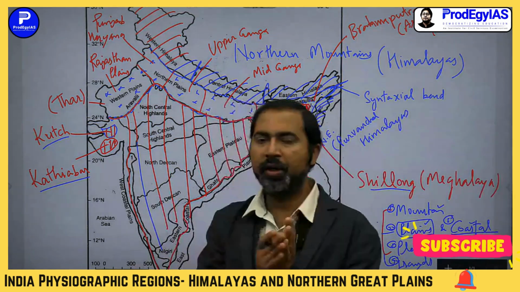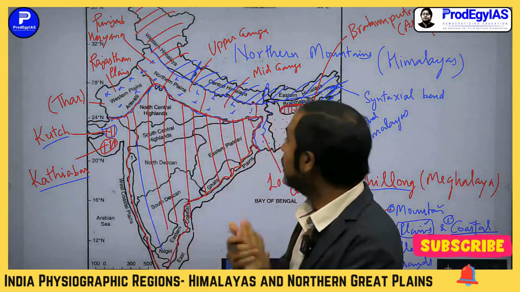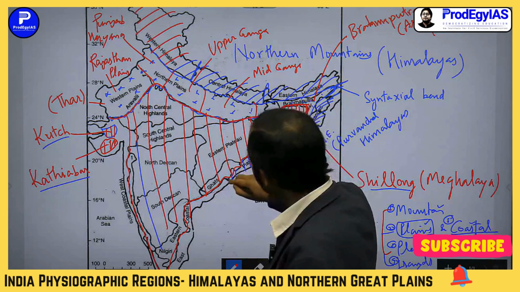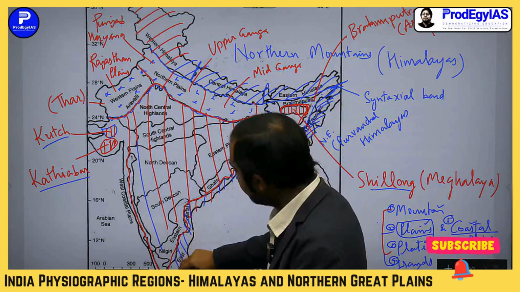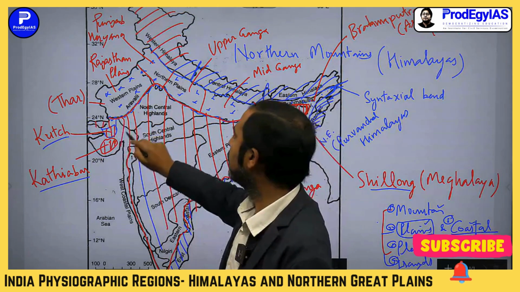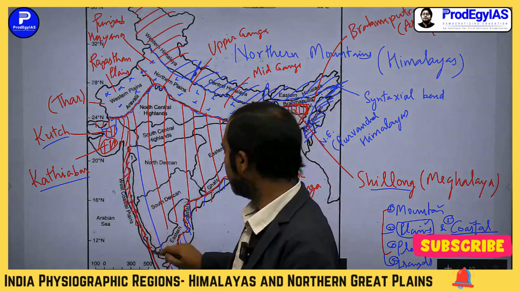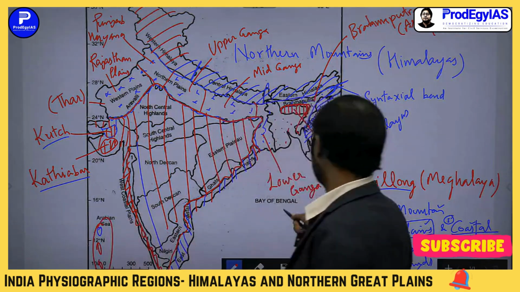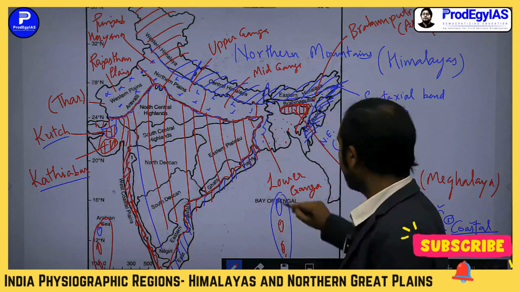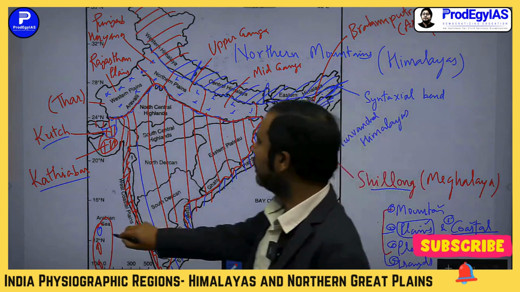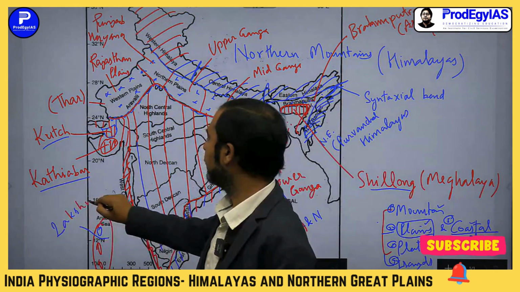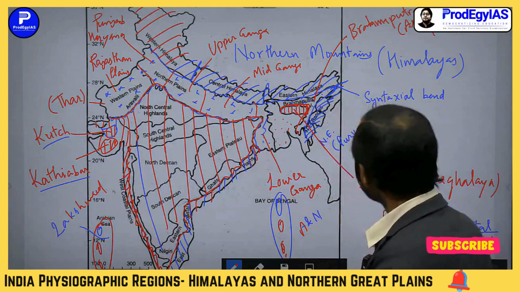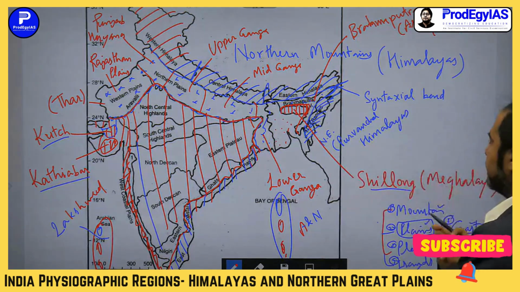So every physiographic unit represents a particular type of landform, right? So on these boundaries, this is your eastern coastal plain, and this all is your western coastal plains. Then here are some islands, your Andaman and Nicobar Islands, and Lakshadweep Islands. So this is all about your physiographic divisions. Okay. You should make this diagram and practice this.